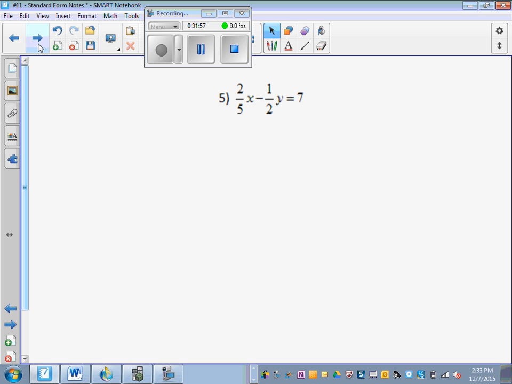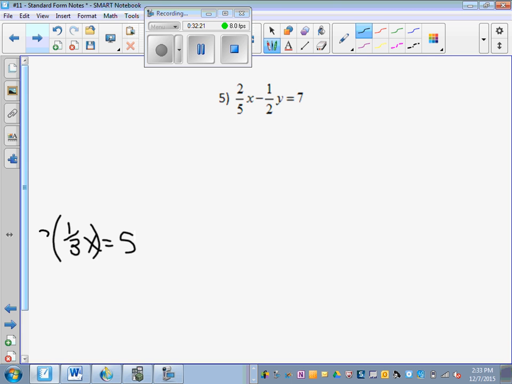Somebody remember how we get rid of fractions? Multiply! Yes, very good. We need to multiply to get rid of it. Remember, back when we first started solving, if I had 1/3 x equals 5, we would have multiplied by 3 on both sides, right? So we're doing a similar idea.